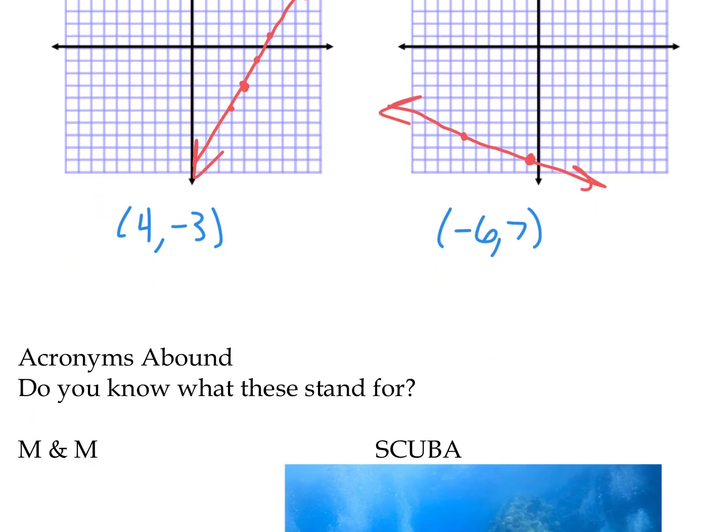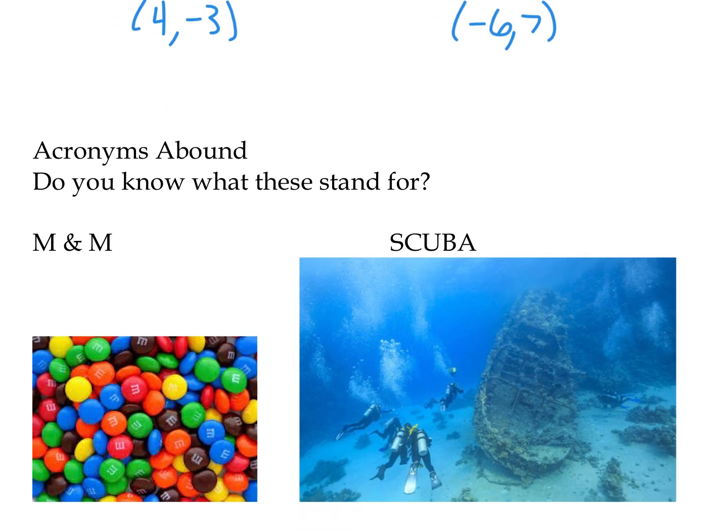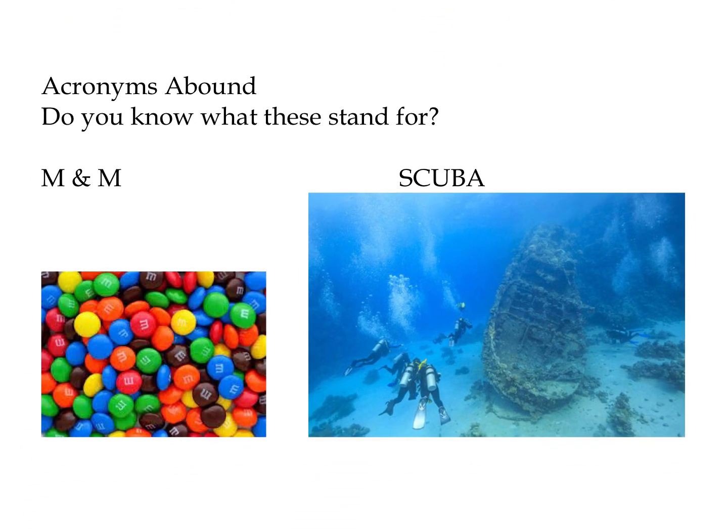All right. Before we see some more point slope form, an acronym is something that stands for something else. So do you know what either of these stand for? M&M and SCUBA. Let's start with the M&M, that tasty little candy we see there. It actually is the last names of the founders of M&M candy, Mars and Murray. Forrest Mars was the founder of the Mars Candy Company, and Bruce Murray was the son of one of the presidents and founders of the Hershey Chocolate Company. So those two candy families got together and created M&Ms, and they called them that based on their last names being Mars and Murray, and that's where M&M comes from.